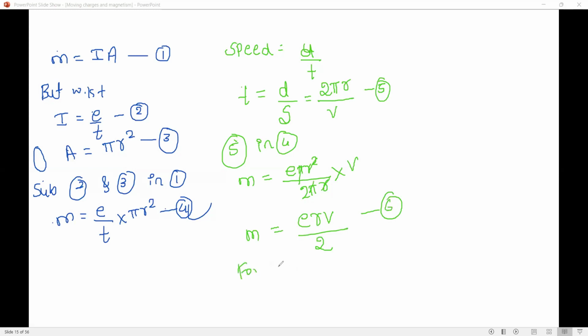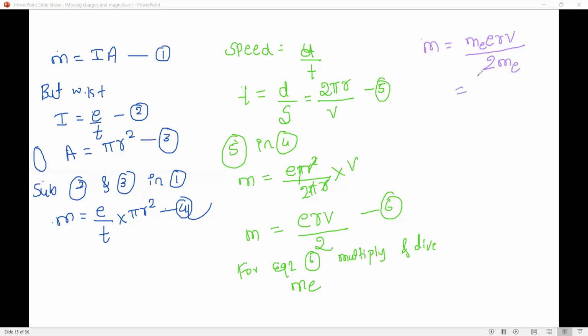So for equation 6, multiply and divide by mass of the electron. So to show it for the mass of the electron, see, that is m is equal to me. Me is the mass of the electron. The magnetic moment becomes me ERV upon 2 into me upon 2 into me.